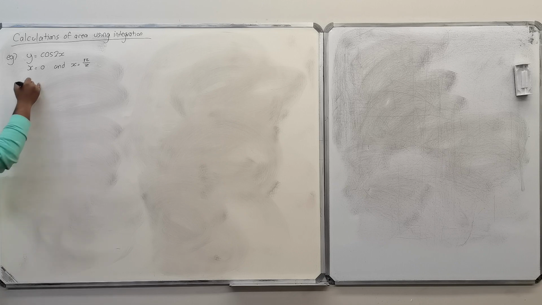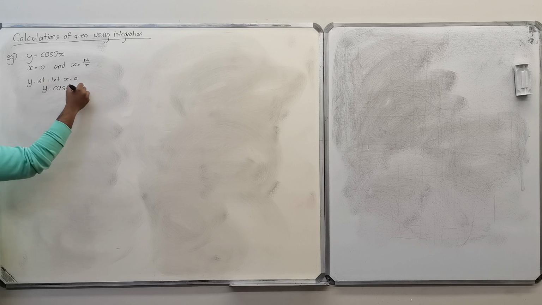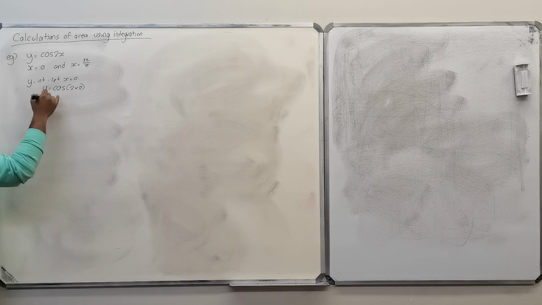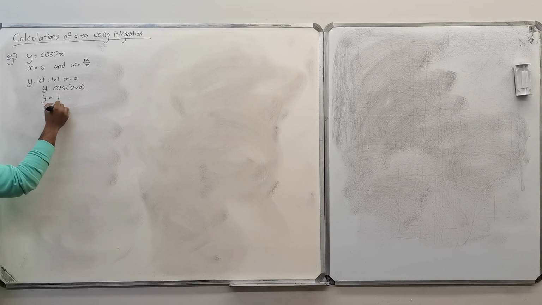Let's draw the graph. So, for your y-intercept, let x equal to 0. So, y is equal to cos of 2 times 0, which is cos of 0. So, y is equal to 1. Remember the graph, the cos graph starts at the top, right? So, cos of 0 is 1. So, one coordinate is (0, 1).